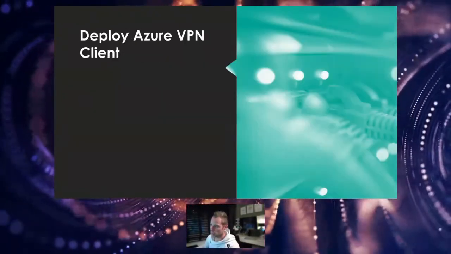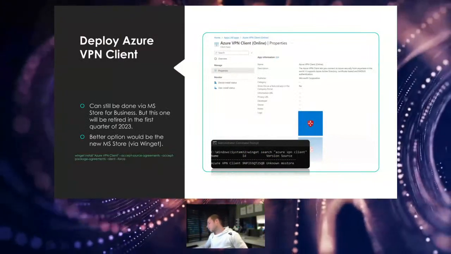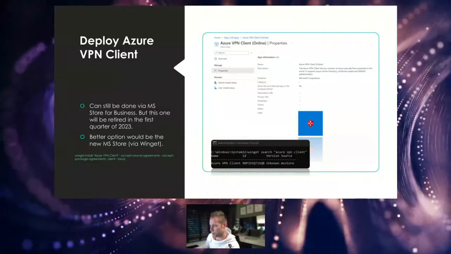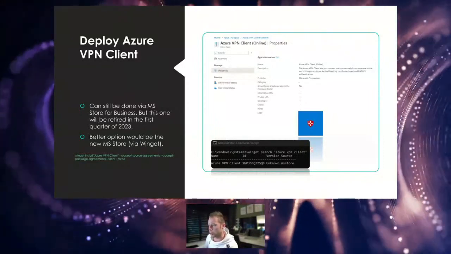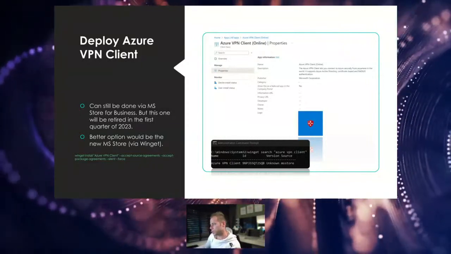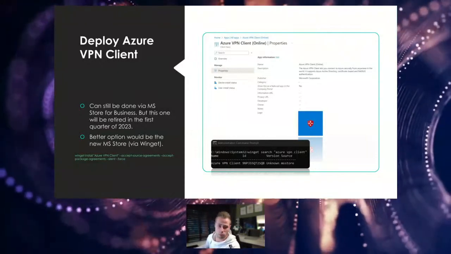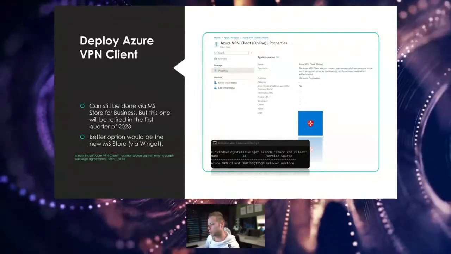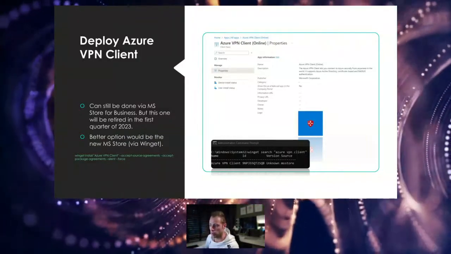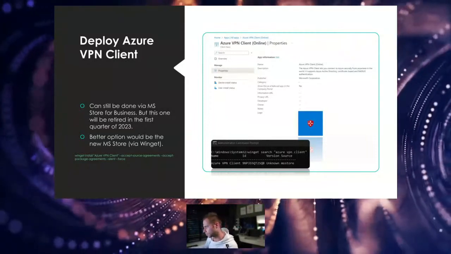And then we deploy the Azure VPN client. The VPN client is still available in the Store for Business, but as we all know, this one will be retired in the first quarter of next year. So you can surely install it via winget. The VPN client is already available over there, and you can install it via this simple command over here. I added some parameters, but you probably don't need them. Winget install Azure VPN client would be enough.